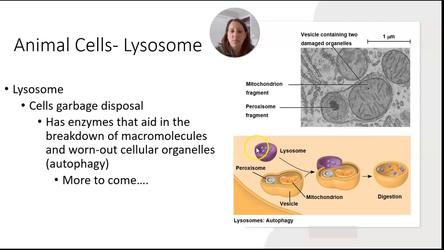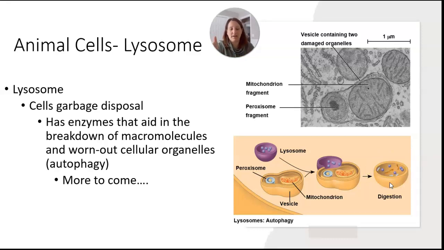So we've got the lysosome here in purple. Okay, we have two worn out organelles, a mitochondria and a peroxisome. And so the lysosome is going to fuse with this vesicle carrying this garbage. Okay, and these enzymes here, represented by these little blue spheres, are going to become activated, and they're going to digest the parts and pieces. And again, these digested particles will be reused by your cell.